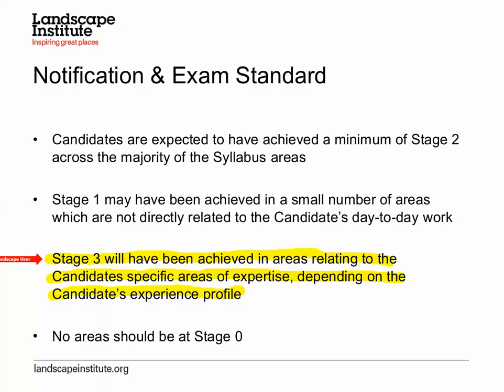Okay, and the examiners will then expect the candidate to be able to show a level 3 level of knowledge in those areas during the exam, and the candidate will fail if they can't show that. Even if they're a minimum of stage 2 everywhere else. If they can't show any areas at stage 3, they will fail.